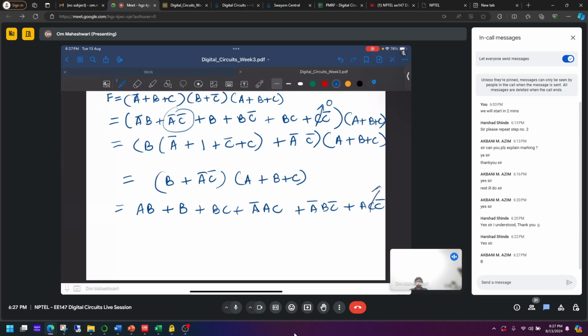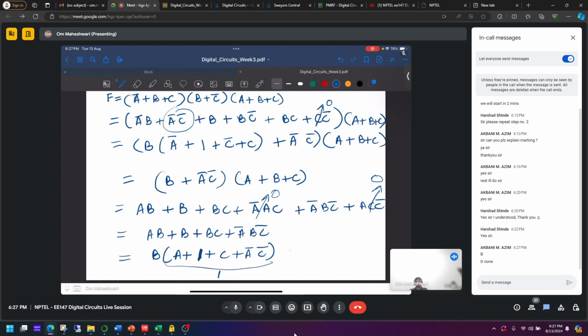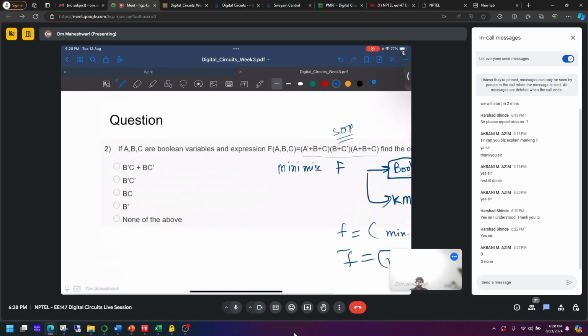So you can say the CC bar will be 0. This A bar A will be 0. So you will have AB plus B plus BC plus A bar B C bar. Again take B common. You have A plus 1 plus C plus A bar C bar. Now again 1 is added with something, so it will all be 1. So your answer F is B. And what you had to find was F bar. F bar will be B bar. So your answer is B bar.